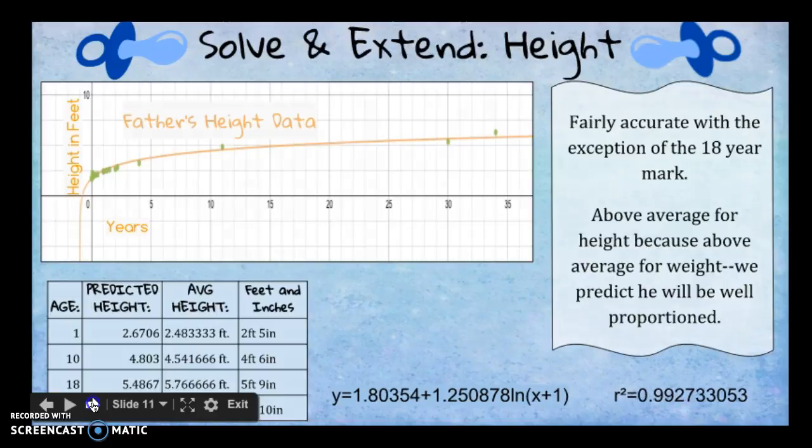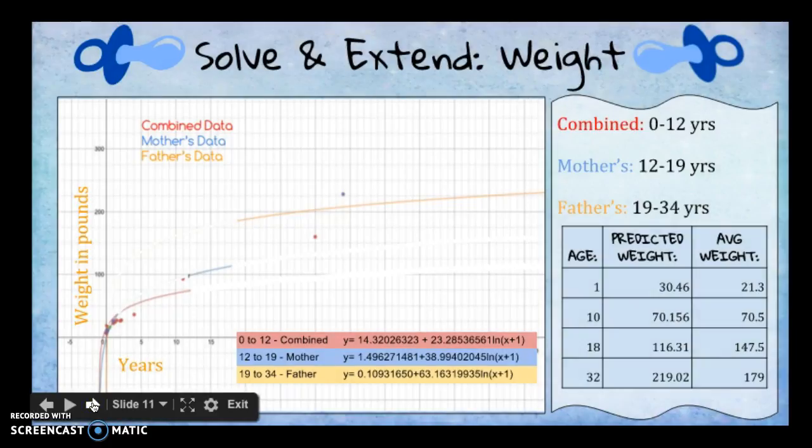We used the combined data of mother, father, and Trey for weight. Using our functions, we predicted 30 pounds at 1, 70 pounds at 10, which is near the average, 160 pounds at 18, which is a low estimate because of his predicted height, and 219 pounds at 32 years, which is a good estimate based on the father's height and body style.